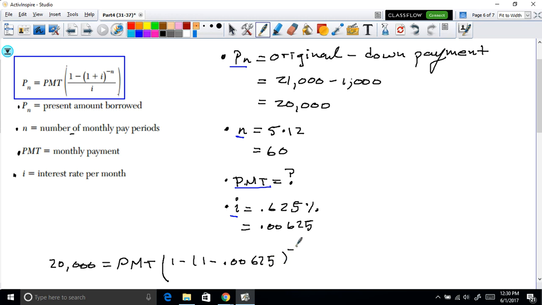Close the parenthesis, minus n. But we know that n is 60 here, so that'll be minus 60. And we will need to divide this by i. We know here the value of i is 0.00625. Great.